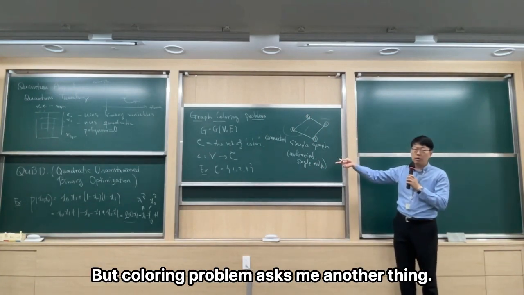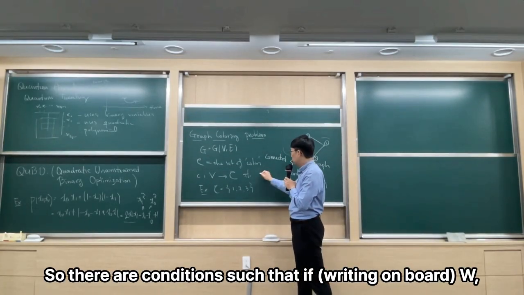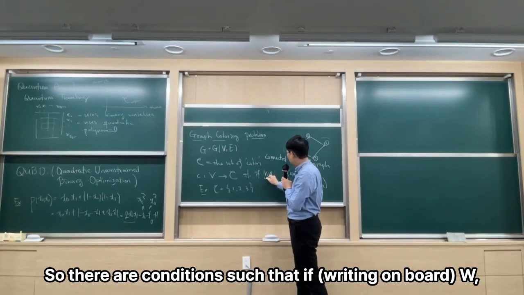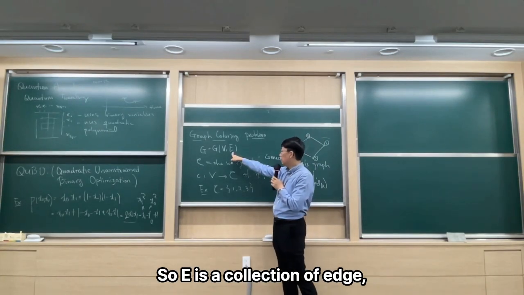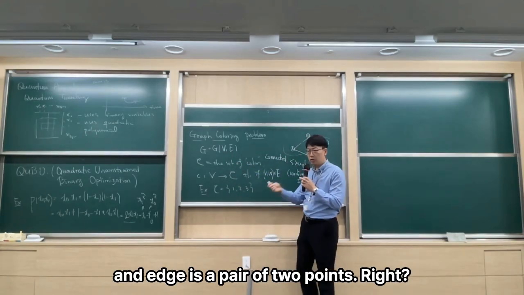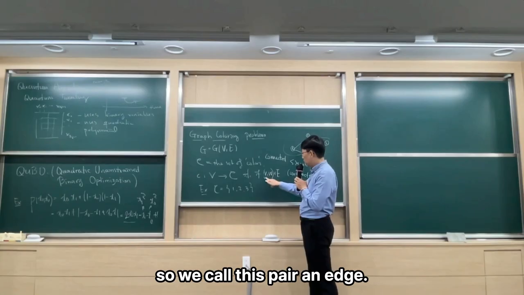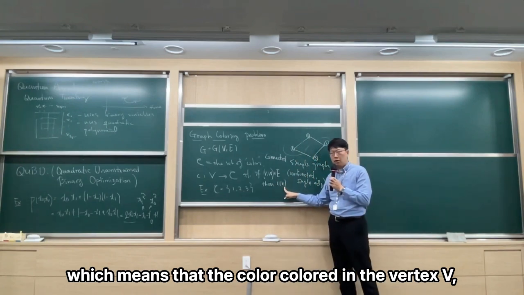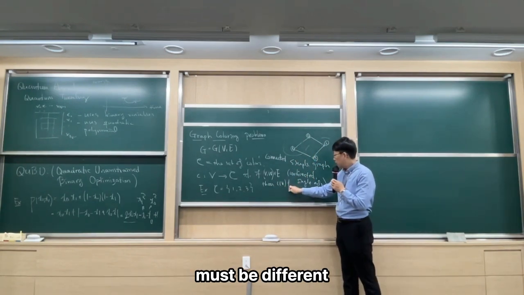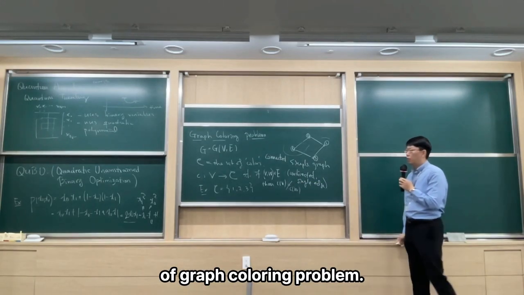But the coloring problem asks for another thing. There are conditions such that if v, w, which are vertices, lie in the edge set. So E is a collection of edges, and an edge is a pair of 2 points. If v and w are joined by an edge, then c(v), the color in vertex v, must be different from the color in w. That's the only condition of the graph coloring problem.